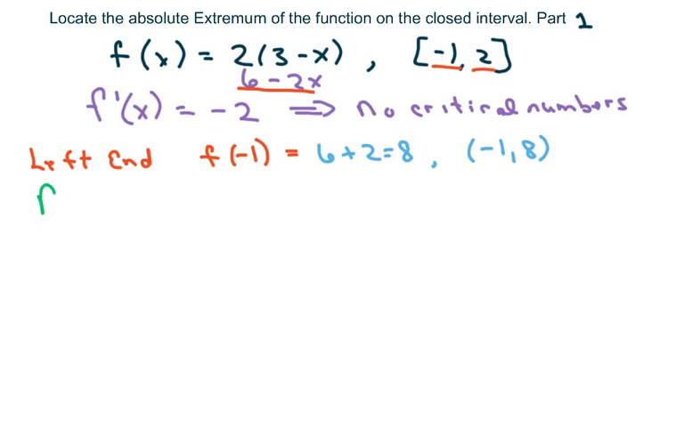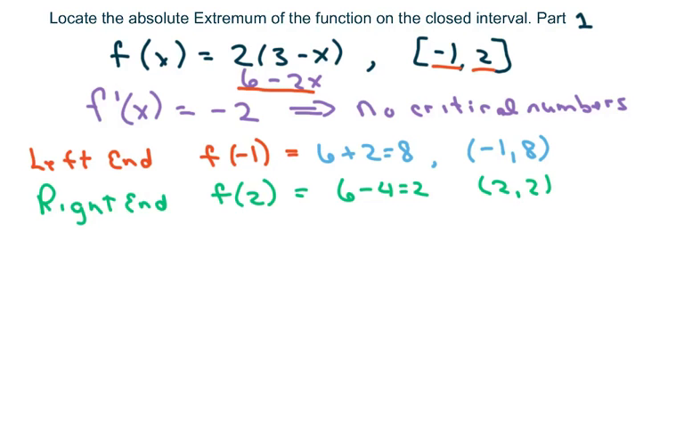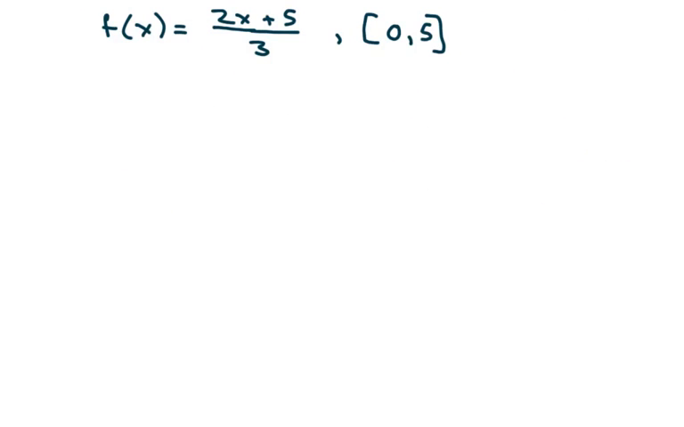And for the right endpoint, we're going to evaluate f of 2, and that's going to be 6 minus 4, which equals 2. So we have 2 comma 2. Now, this is going to be the maximum, and this one's going to be the minimum, because my 8 is bigger than my 2. And you're looking at the y part.